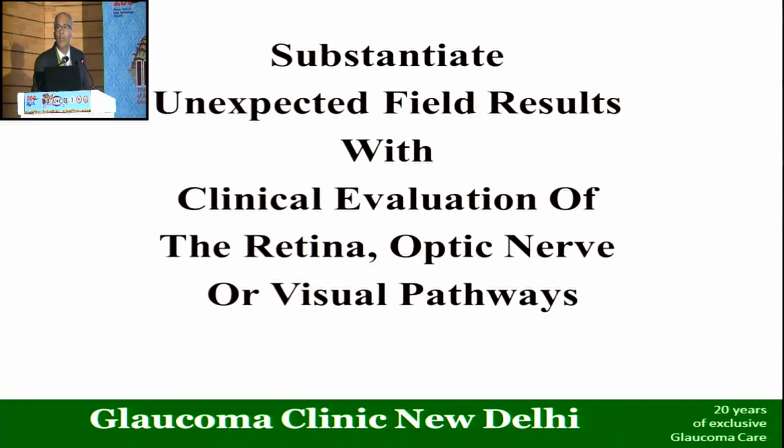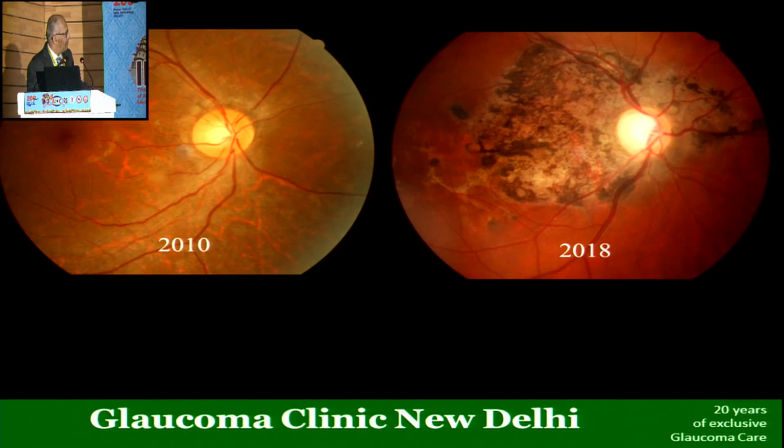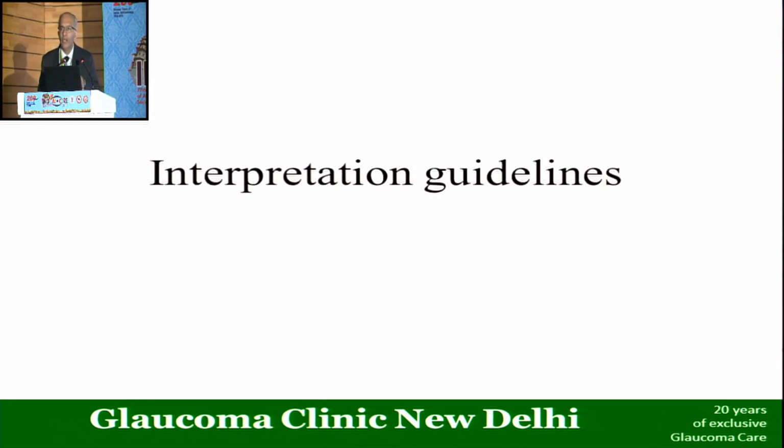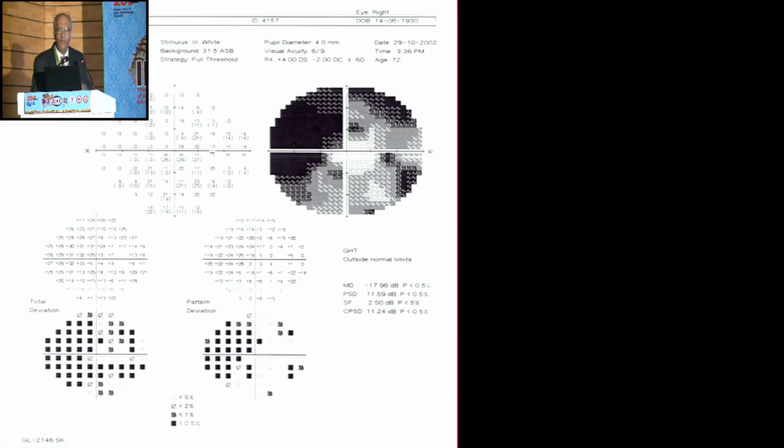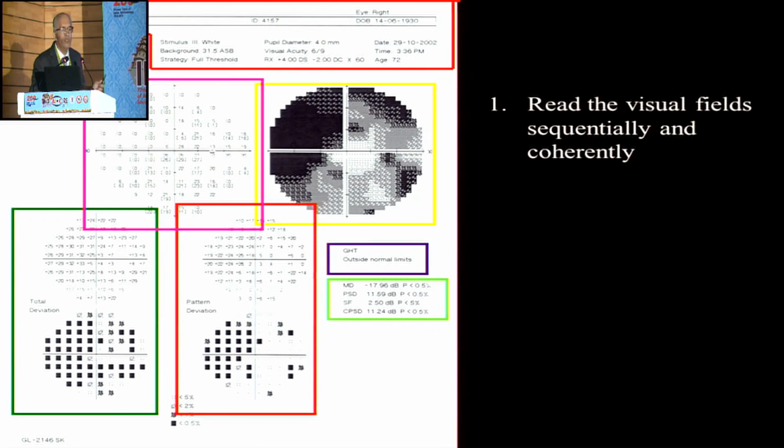Just a coincidence, every time you see a patient where the fields don't match with the disc or the disc does not match the fields, repeat your clinical examination, look at the optic nerves, imagine that other lesions could also be playing a role. And just a coincidence, this patient followed up in 2010. In 2018, this is how his retina and macula were looking like. So here are the guidelines. Every time you see a printout, for this example, this is a Humphrey single field printout. Look at all parts of the field sequentially. Read the fields sequentially and coherently.